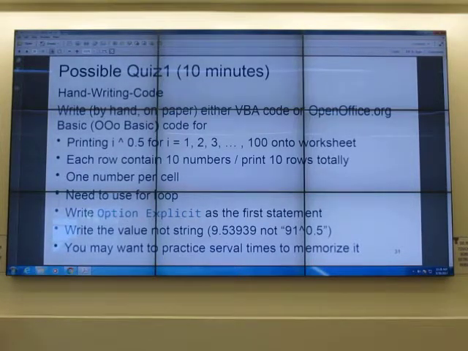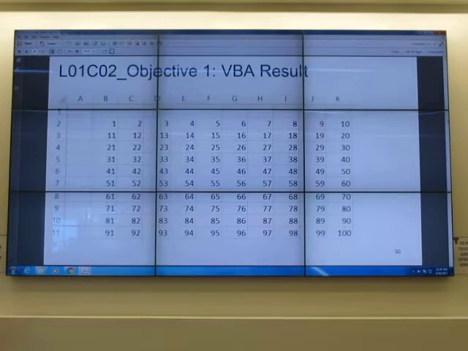Yes? Sorry for this question, it may sound silly, but I noticed that your printed results start from B2. What if you want to start from A1, the top?